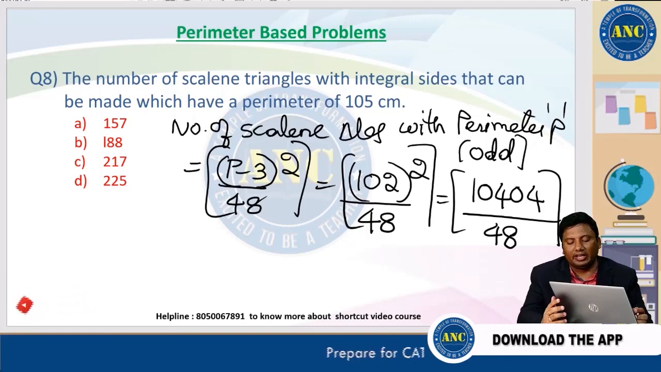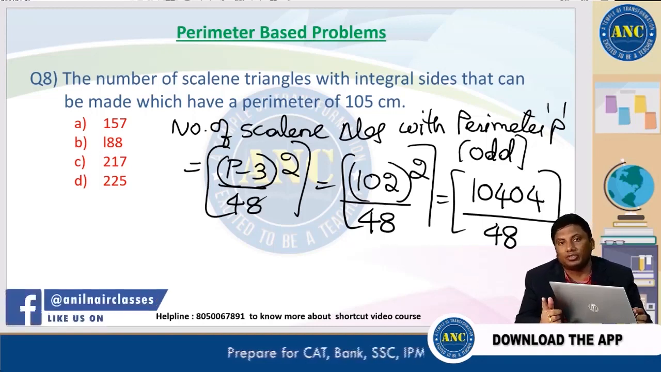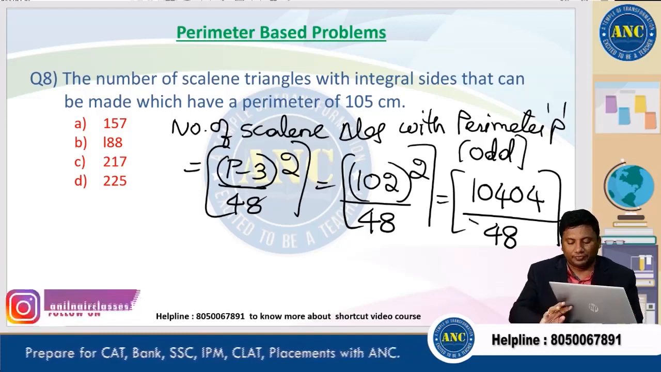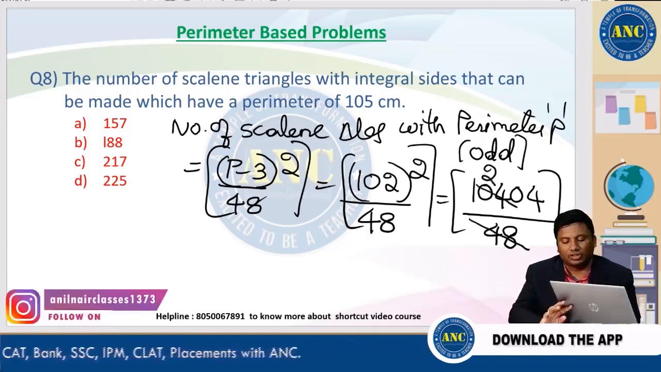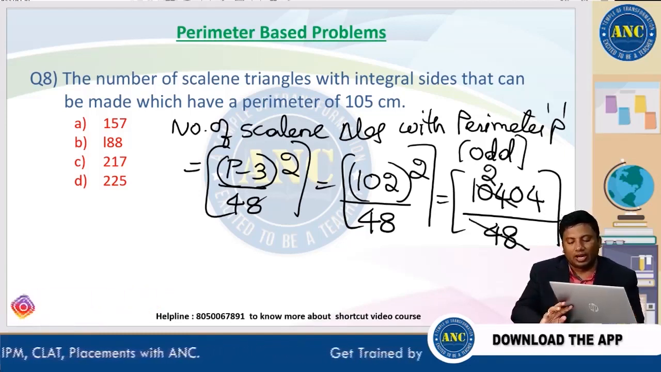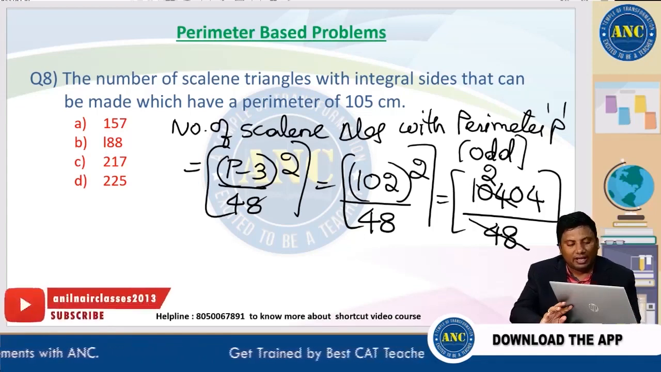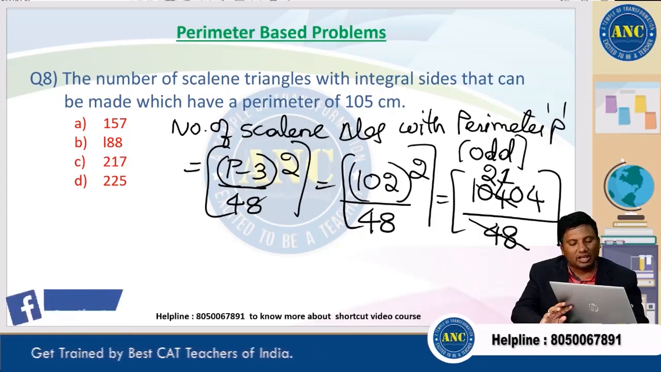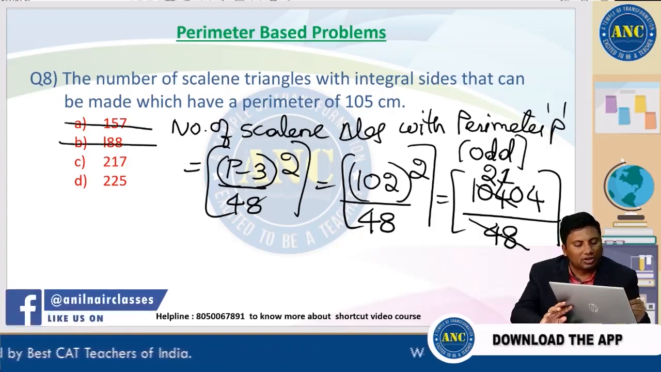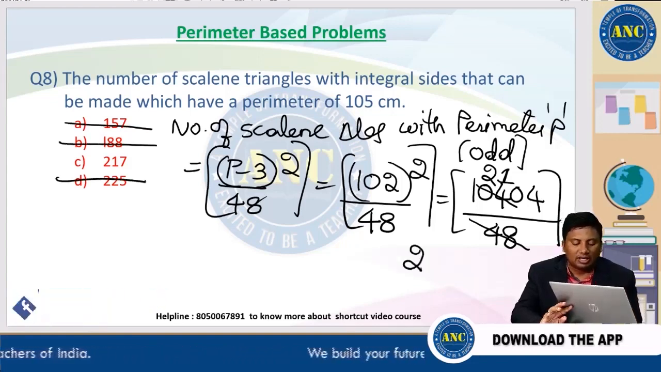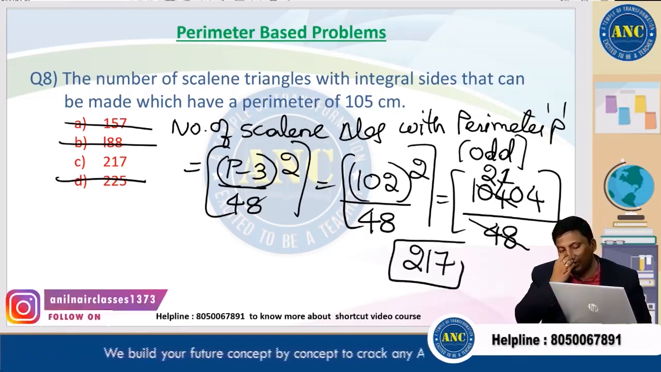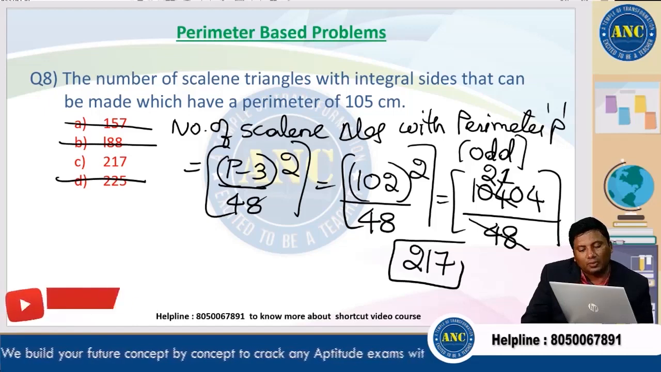How to determine 102 whole square as 10404? That also I will discuss. 48 2s are 96, so 80 is remaining. 48 1s are 48. So automatically the first two digits I am getting are 21. So these all three options are out. Answer is nothing but 217. You don't need to find out the values. Just keep an eye on the answer options.